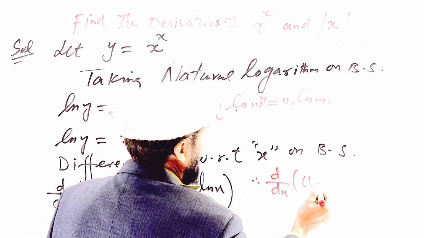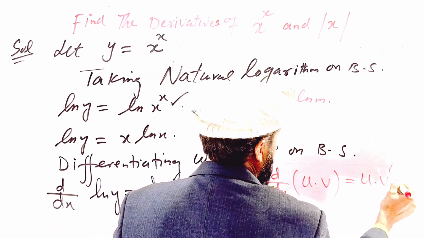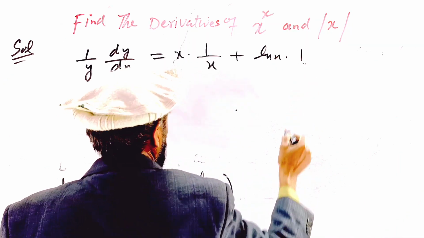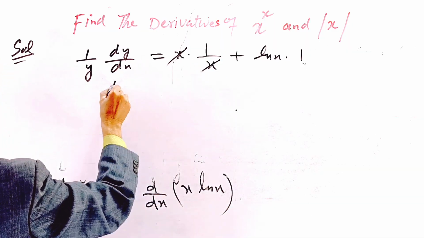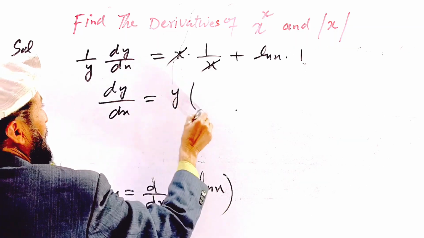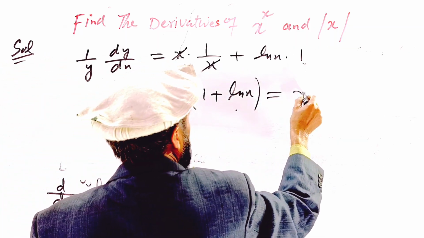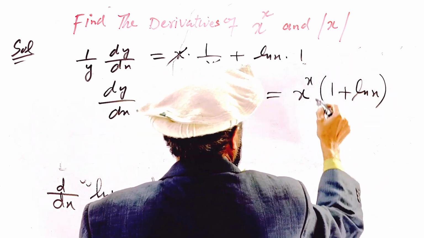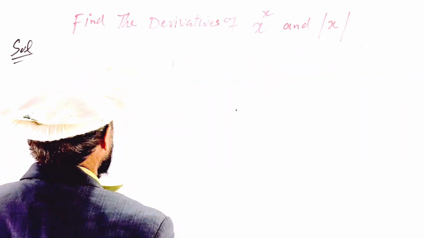If u and v are any two functions, the product rule gives u v dash plus v u dash. The derivative of x is equal to 1, so this will be cancelled. We get dy by dx is equal to y multiplied by 1 plus log of x. Now we replace the value of y with x to the power x, times 1 plus log of x. This is the solution of the first.